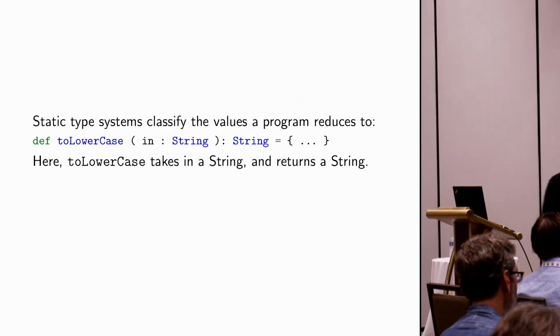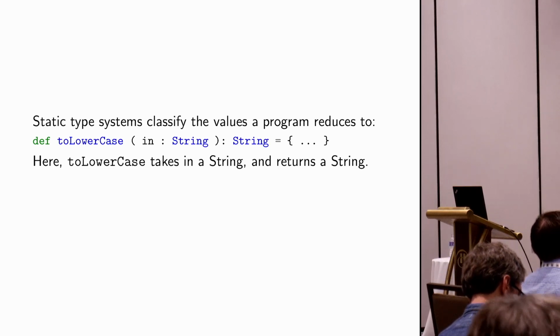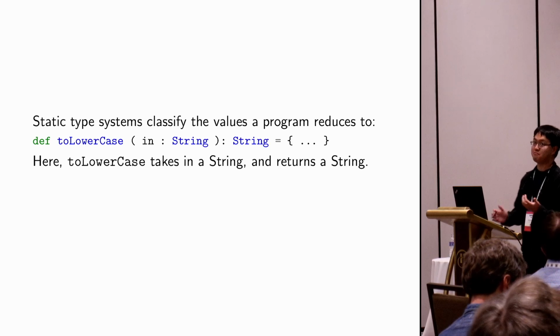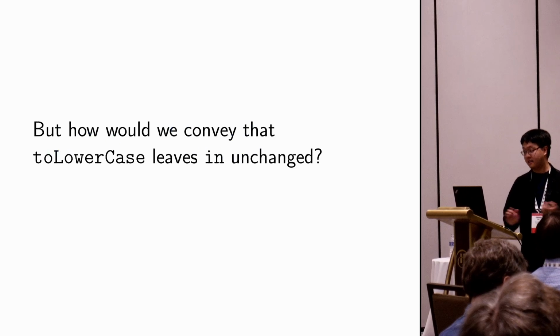So what am I going to talk about today? Static type systems classify the values a program reduces to. Here's an example function, toLowercase. It takes in a string, and it returns a string. That's really well and good, and lets us prove useful properties about toLowercase that are good for making sure your program's correct.